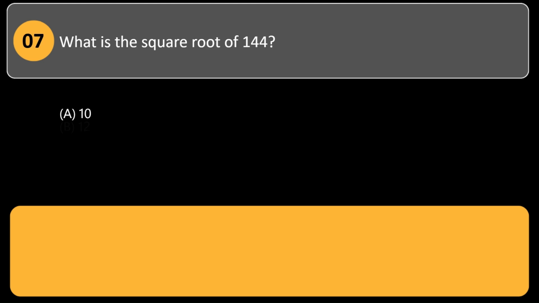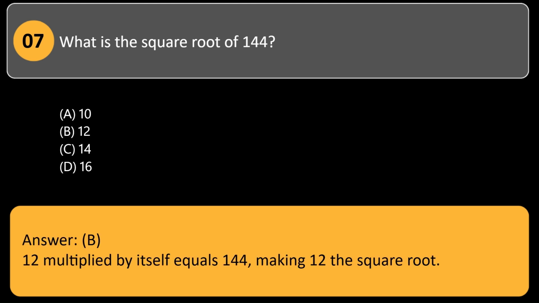What is the square root of 144? A. 10. B. 12. C. 14. D. 16. Answer, B. 12 multiplied by itself equals 144, making 12 the square root.